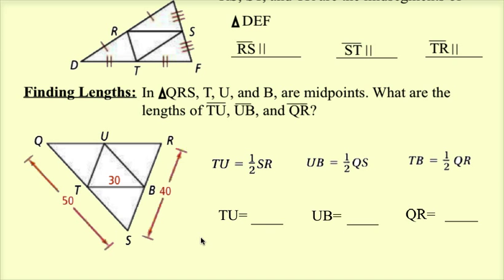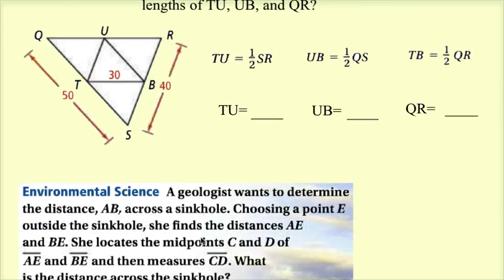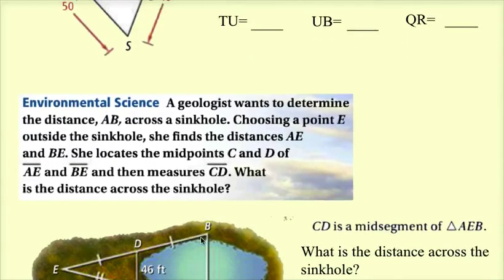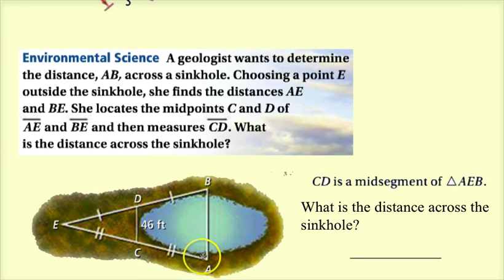And we just have one last problem. Okay, and that's an environmental science example. So a geologist wants to determine the distance AB across the sinkhole. So we have the sinkhole right here in the photo. But you can't actually take a tape measure and swim across. So choosing a point E outside the sinkhole, she finds the distance of AE, and she finds the distance of BE, and then she finds the midpoint of AE, she calls that C, and she finds the midpoint of EB and she calls that D, and she connects DC.